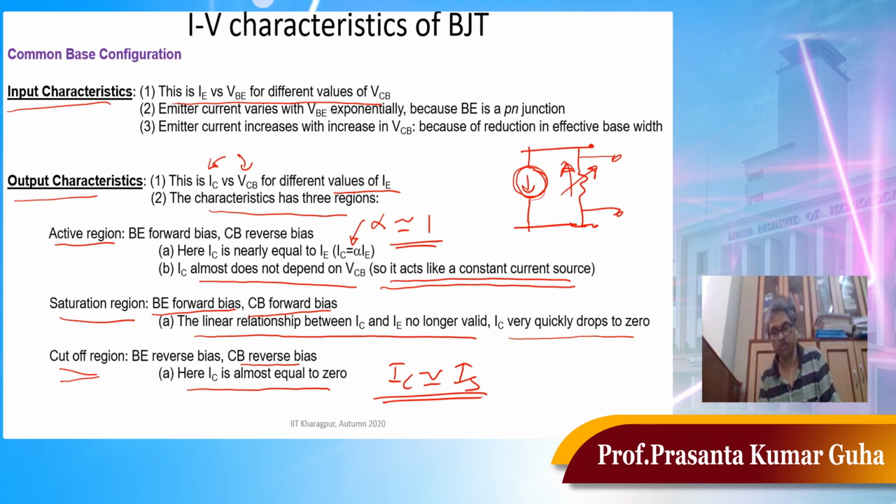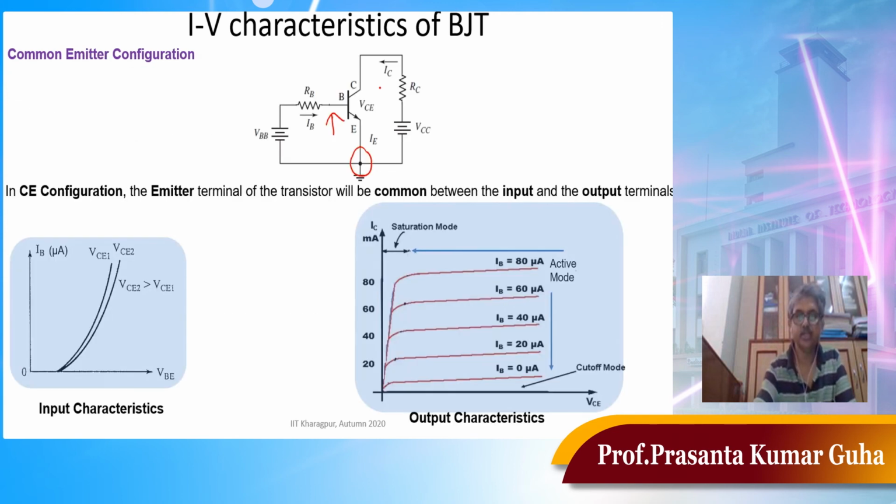We have mostly discussed the BJT characteristics, and today we have concentrated on the common base configuration. In the next class we will cover the common emitter configuration. In the common emitter configuration, you will see that the emitter is in between the input and output, and also the emitter is grounded. That is basically the common emitter configuration. That we will cover in the next class.